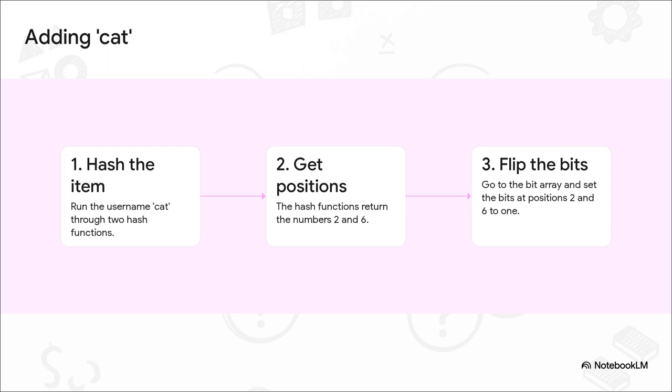Cat is now considered in the filter. Now let's add dog. We do the exact same thing. We pass dog through our hash functions, and they give us back 2 new numbers, let's say 4 and 10. So we go back to that same bit array and flip the bits at positions 4 and 10 to 1. The state of our filter is now this combination of the hashes for both cat and dog.